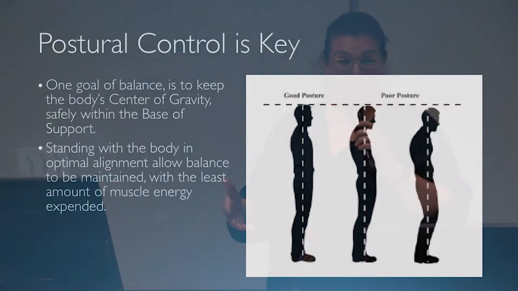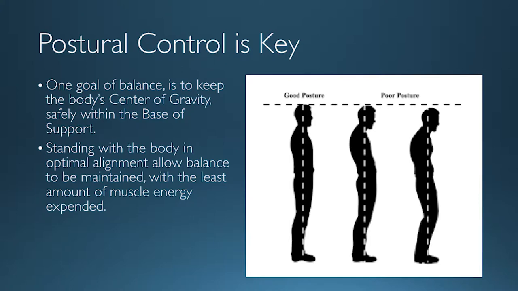As far as the somatosensory system goes, posture is a really key component. One goal of balance, if we remember back to the beginning, is to keep our center of gravity, which for most people is right here in the middle, safely within the base of support, where your feet are positioned. Posture is also standing with the body in nice tall alignment. In the picture on the left-hand side, good posture: if you had a plumb line, you'd be nice and straight and tall. With a couple of posture deviations, like starting to round the back and the hips coming forward, the center of gravity goes outside of our base of support. Maintaining optimal posture helps us stay balanced, and it also doesn't make us expend as much energy. So that's a positive thing too.